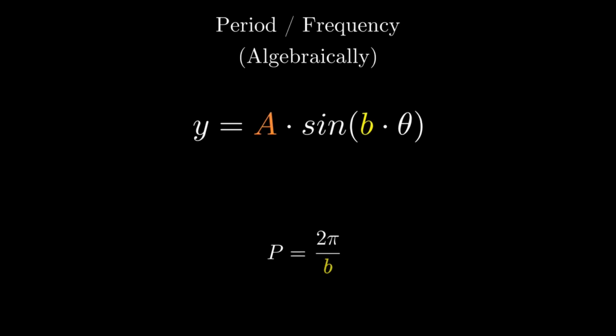The last thing of note here is that period is not actually observable directly from the function notation, but it can be calculated as the reciprocal of frequency. Here, we use 2 pi as a numerator because, again, we're talking circles right now.